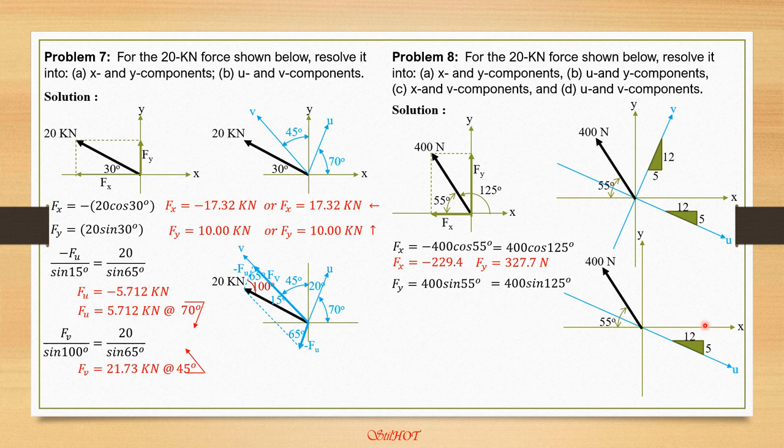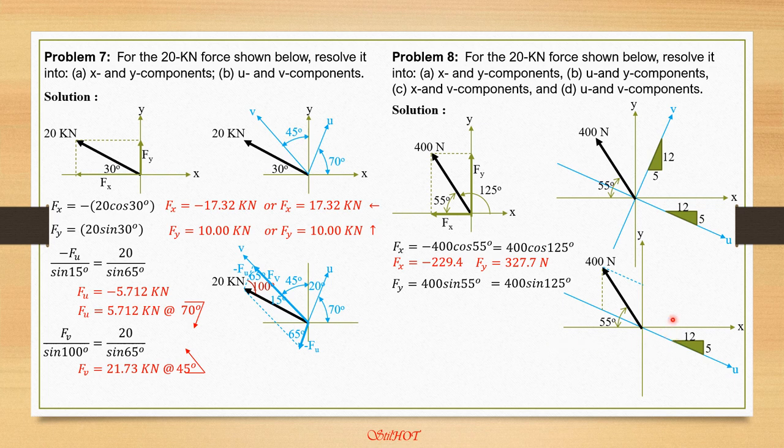Then with respect to the u and y axis, this is the u and that's the y axis. So from the tip, we draw a line parallel to the u axis and a line parallel to the y axis, which is vertical. So this is the extension of the u axis. From the tip, parallel to u, and from the tip, parallel to y. So this is the parallelogram.